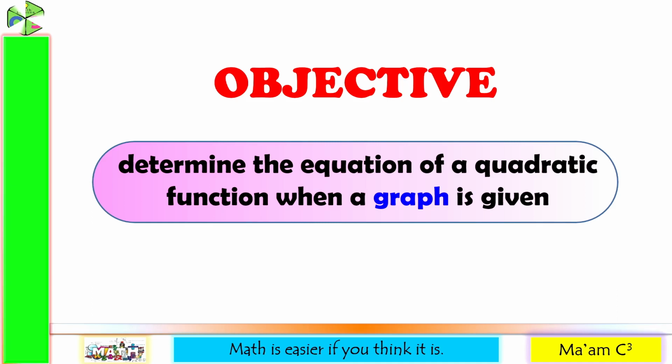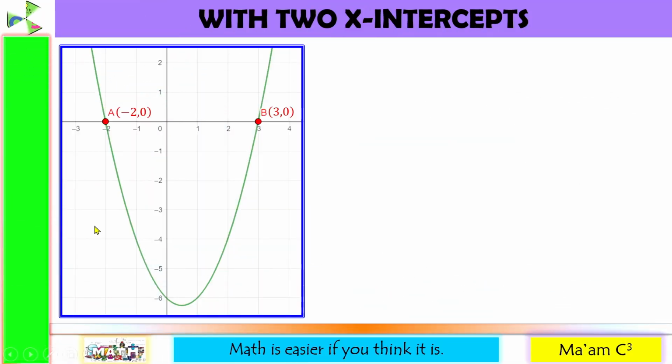Today we are going to discuss the second part of the series, determining the equation of a quadratic function. Previously, we determined the equation from a table of values. Today, we are going to determine the equation when a graph is given. Let us start. I have here a graph with two x-intercepts.